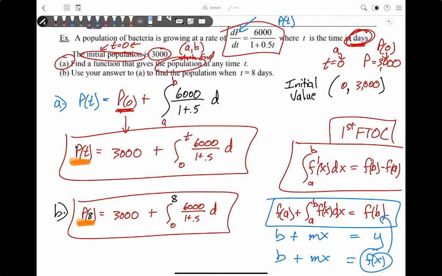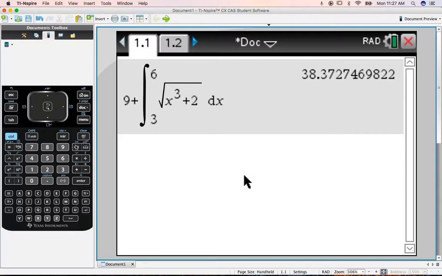And we're going to call these x's. Okay, so this is x, this is x, this is x, this is x. So that you can actually integrate this piece, plug in 8, minus whenever you plug in 0 into the integral of that, and then you add the 3,000. So now when we plug this into our calculator, it will look like the following.